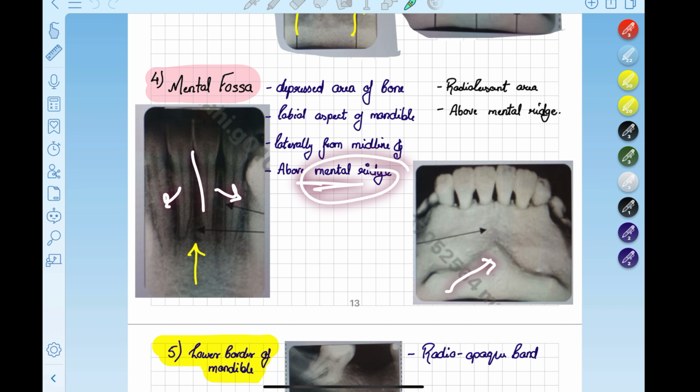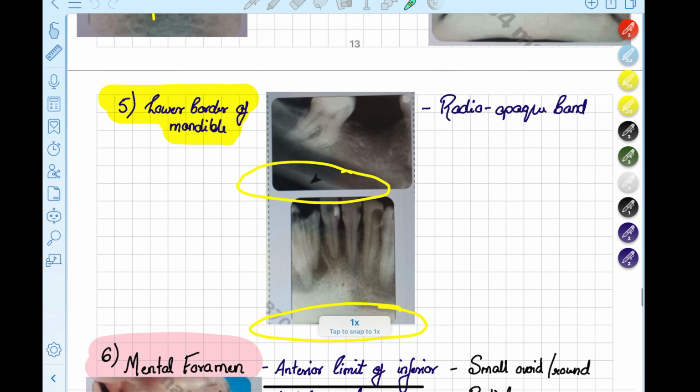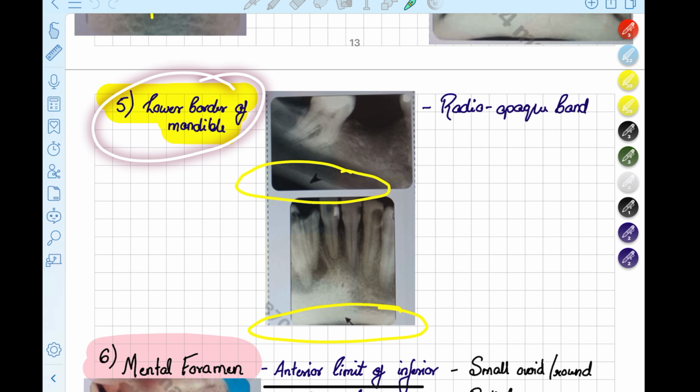This was our mental ridge, inverted V shape. Somewhere here, this fossa, as we can see some depressed structure, this is known as the mental fossa. It appears radiolucent. Any depression appears radiolucent. Where is it located, above or below? Above the mental ridge.